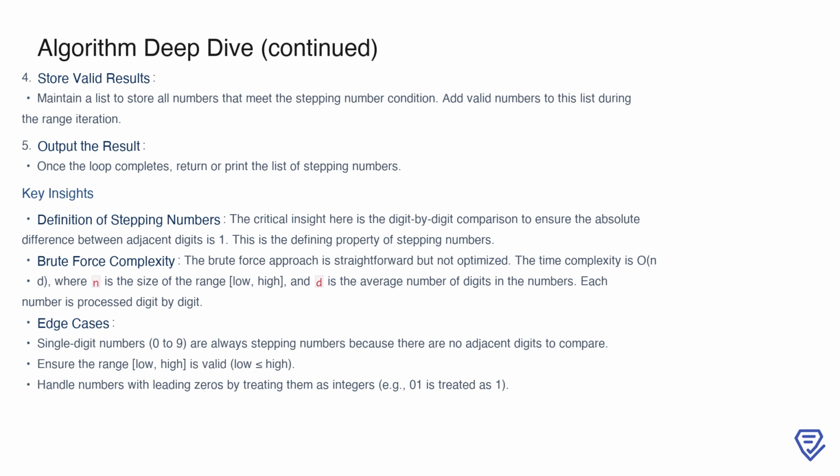For instance, single-digit numbers from 0 to 9 are always stepping numbers since there are no adjacent digits to compare. We must also ensure the range is valid, meaning low is less than or equal to high. Lastly, numbers with leading zeros should be treated as regular integers, for example, 01 is the same as 1.